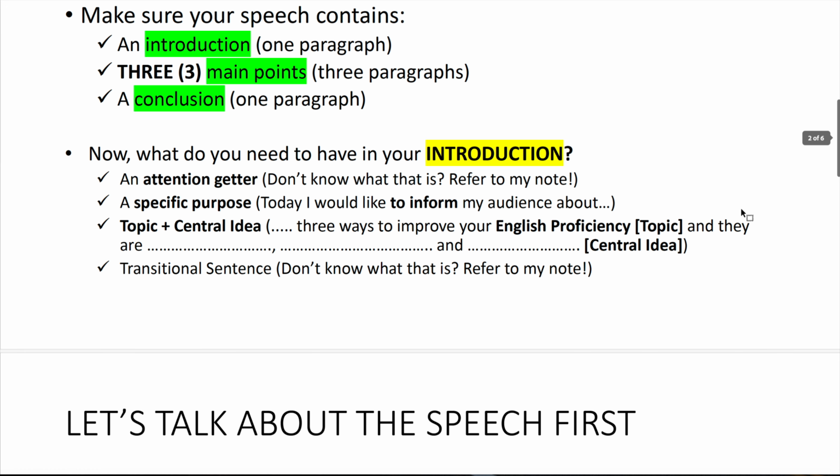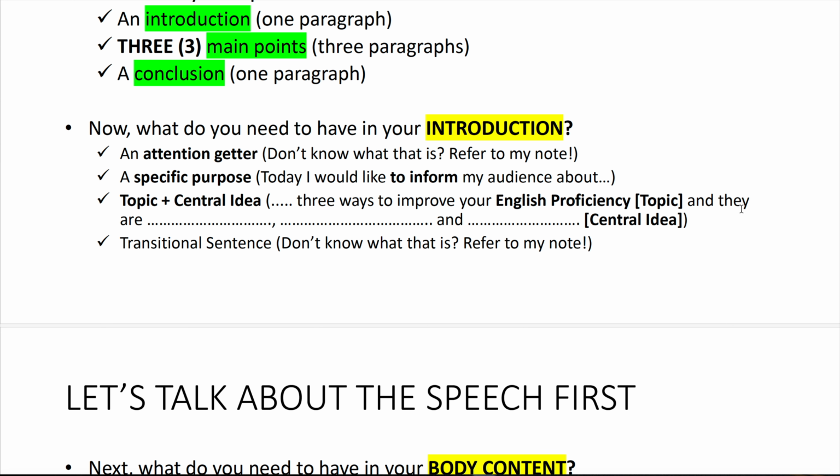Now, let's start with the first paragraph, which is your introduction. Make sure that in your introduction, you have the attention getter, you have a specific purpose, you establish your topic and central idea, and then the transitional sentence. Now, if you're not sure about these things, then I highly advise you to watch my previous lecture video on what is an informative speech, because in that video I have explained in detail all of these criteria.